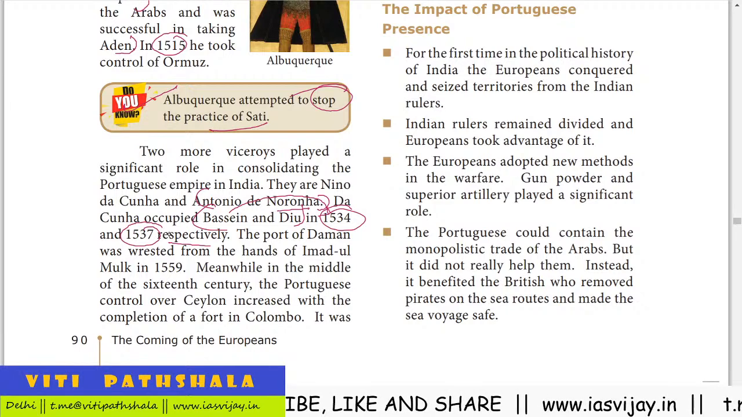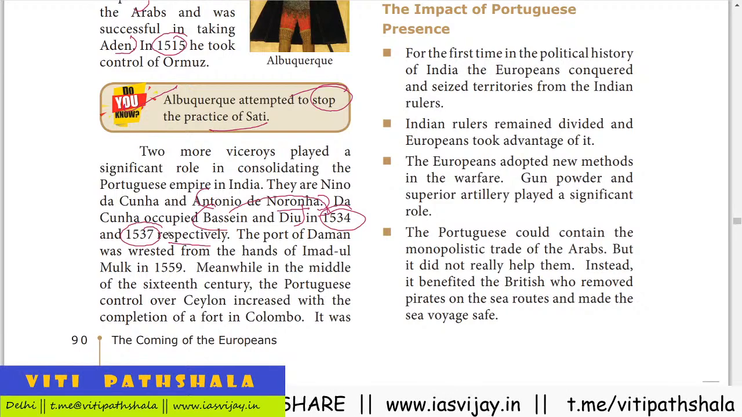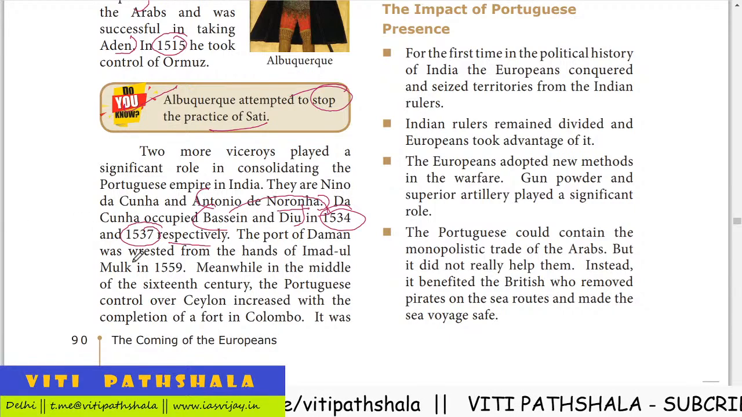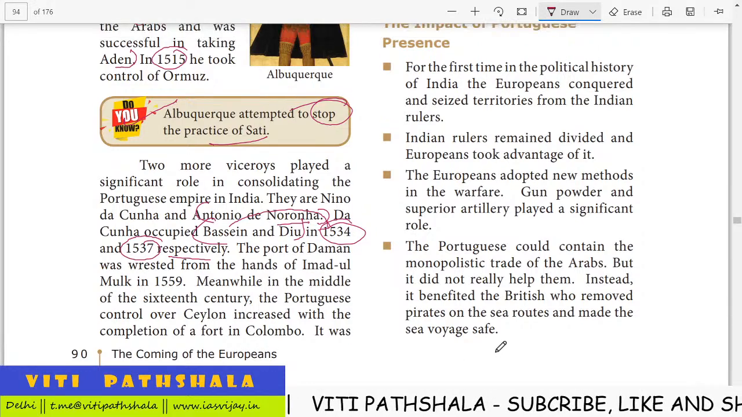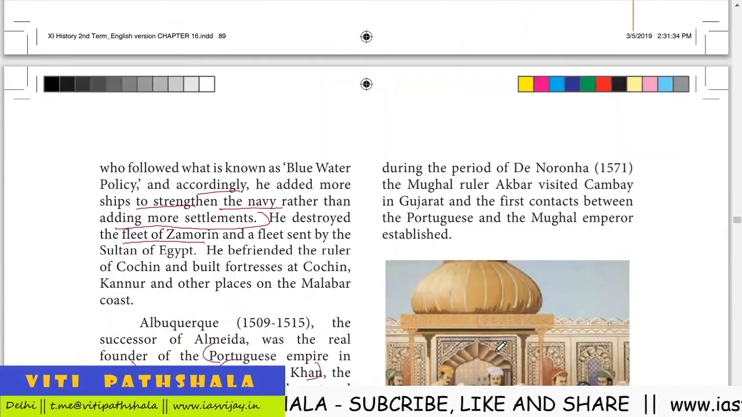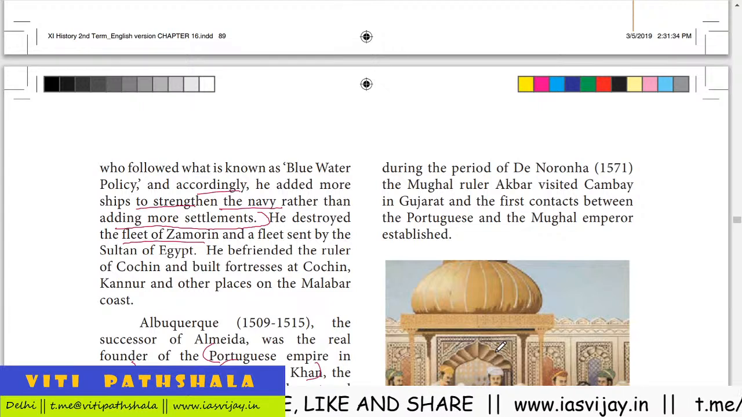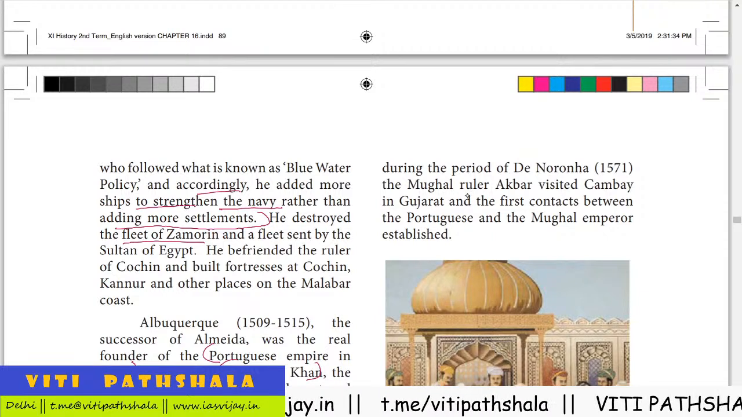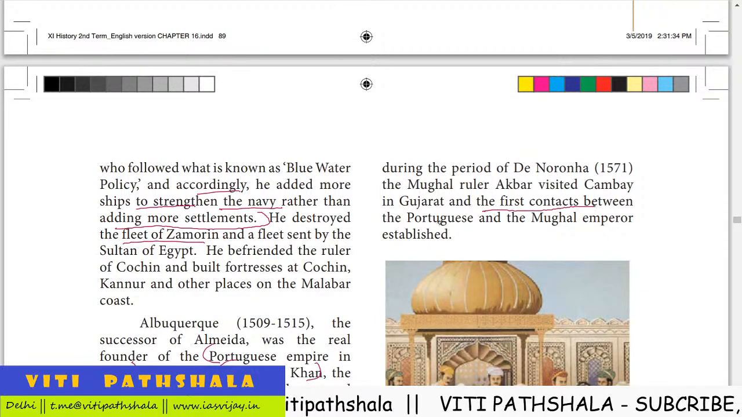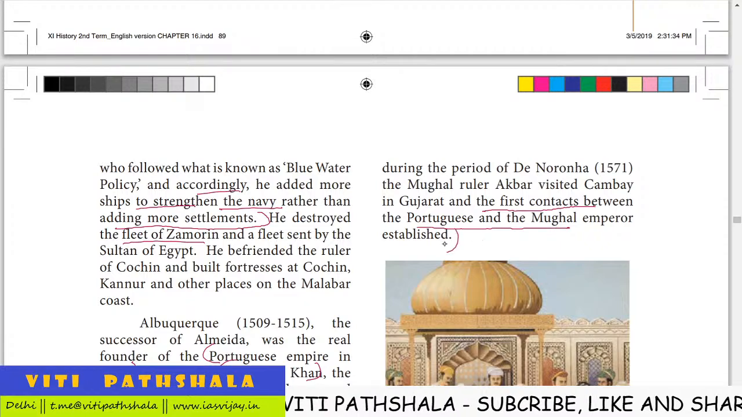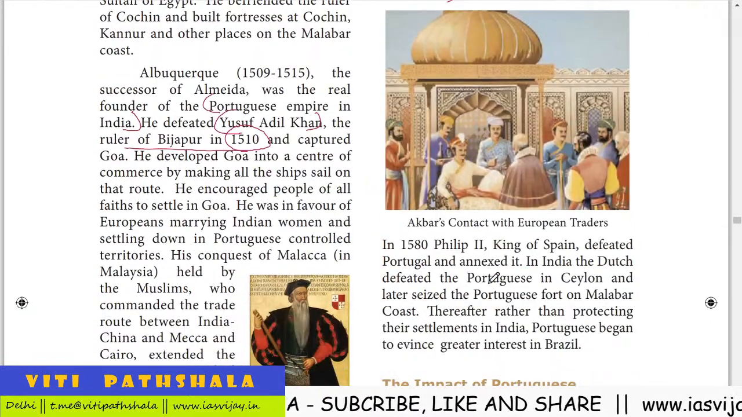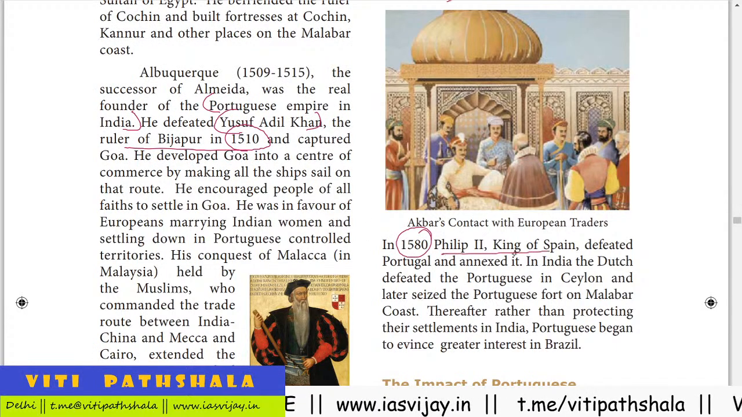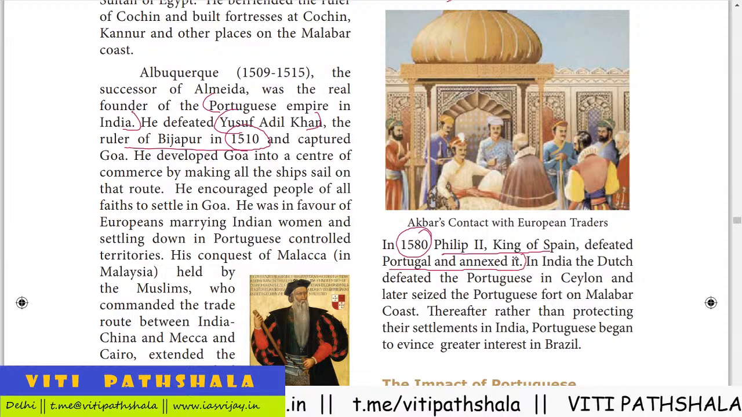Meanwhile, in the middle of the 16th century, the Portuguese control over Ceylon increased with the completion of the fort in Colombo. Now, it was during the period of Noronha that the Mughal ruler Akbar visited Cambay in Gujarat, and the first contact between the Portuguese and the Mughal emperor was established. Now, in 1580, Philip II, the king of Spain, defeated Portugal and annexed it.